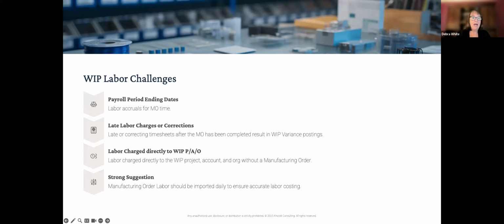Labor challenges, again, we probably will have to accrue labor in if our payroll periods don't end on the month end to be able to post that time in. Another labor challenge, and I'm going to talk about it in two prongs here, late labor. So again, if you close the MO and the labor's late, then that means any fringes associated with that labor are also going to be late to the MO, and it's going to show up on your variance report.